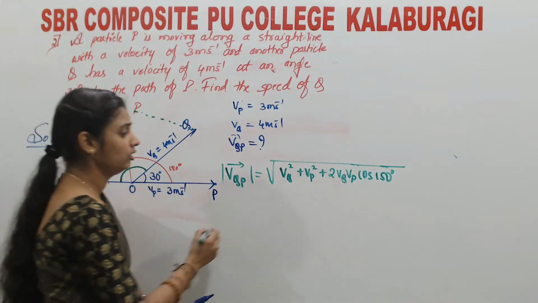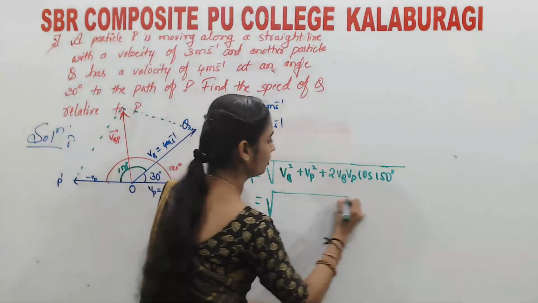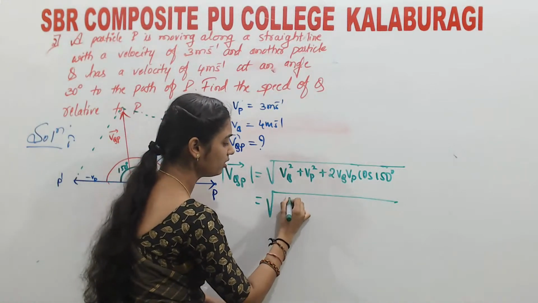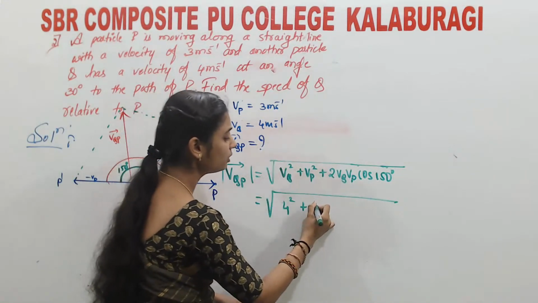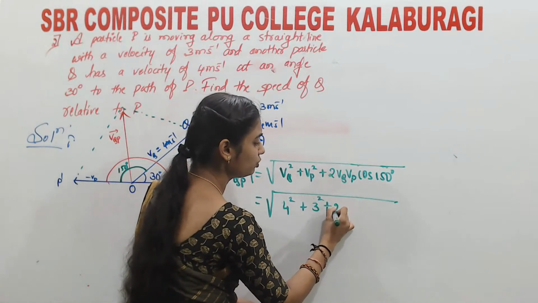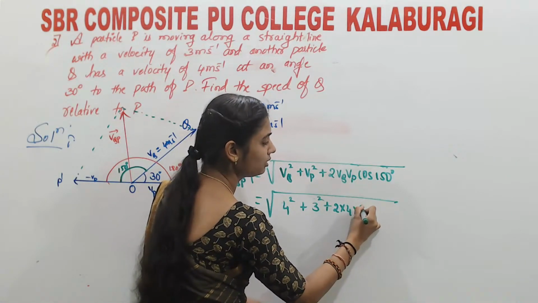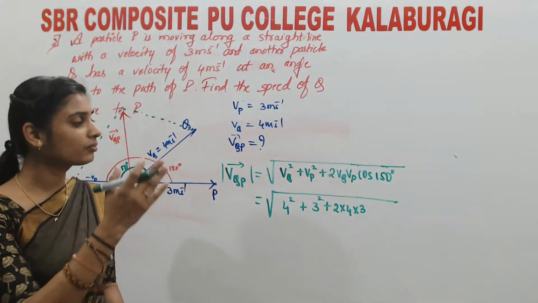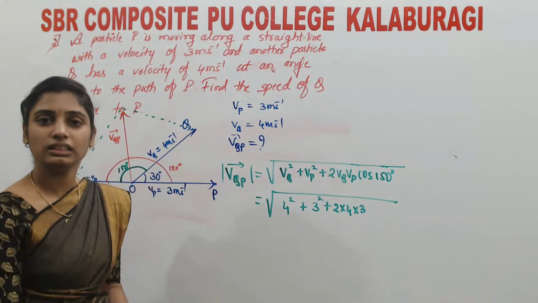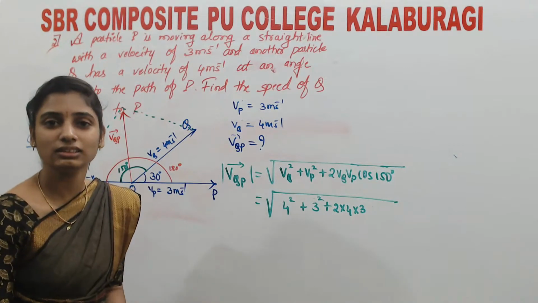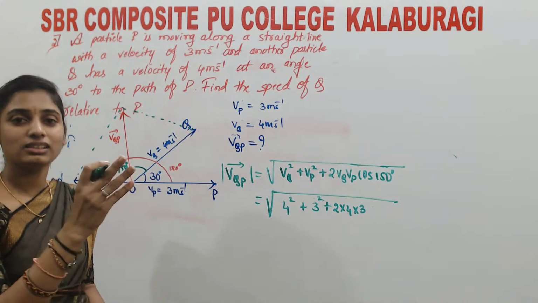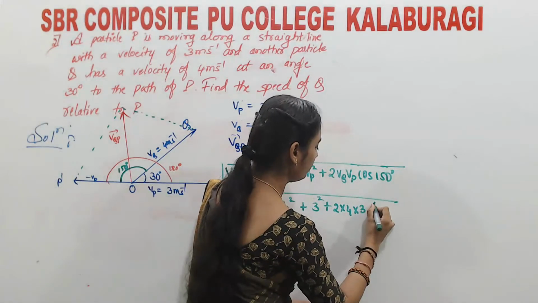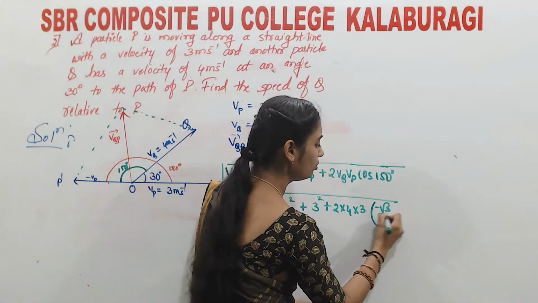Now write down: VQ square is 4 square, VP square is 3 square, plus 2 into 4 into 3 cos 150. Cos 150 can be written as sin of 90 plus 60, which is nothing but minus sin 60, that is minus root 3 by 2.